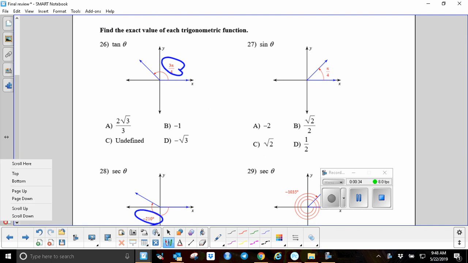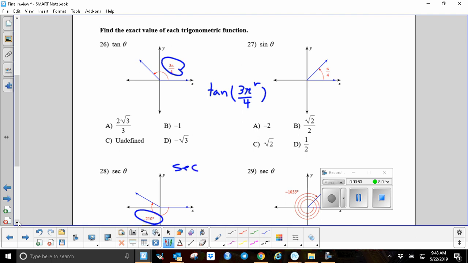So once you're putting them in, make sure you choose, for example, on your calculator, you put tan of 3 pi over 4, make sure you put r here. Choose r. I've seen it a million times. Or if you're putting secant of negative 200, make sure you put degrees. That way, you don't have to worry about whether your calculator is set on degrees or radian. So you're putting it every time.